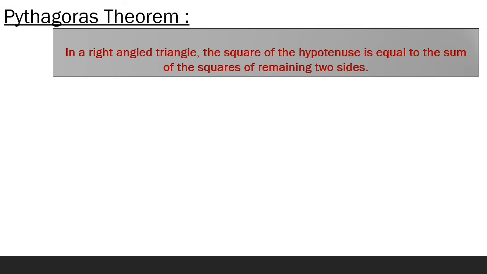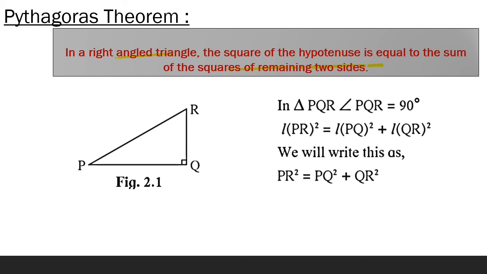So the statement of Pythagoras theorem is, in a right angle triangle, the square of hypotenuse is equal to the sum of the squares of remaining two sides. And here is figure 2.1. Right angle triangle PQR is given, and here angle PQR is 90 degree. Then according to the statement we can write length of PR square. Here PR is the hypotenuse of this right angle triangle, which is equal to length PQ square plus length QR square.